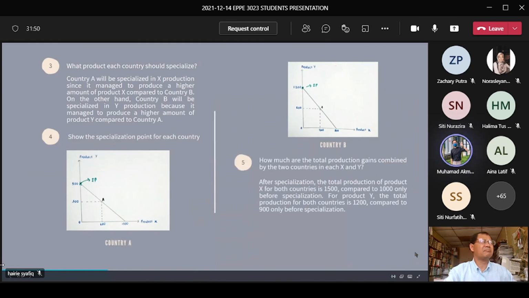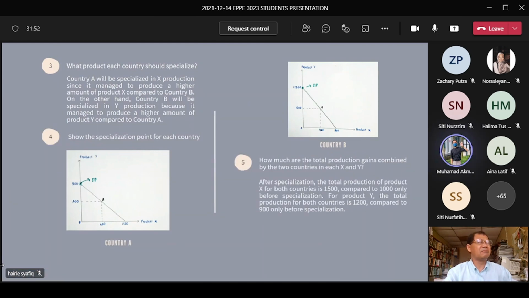All right, thank you. What product should each country specialize in? It's very obvious if you look at the table. Country A will specialize in X production since it managed to produce a higher amount of product X compared to country B. On the other hand, country B will specialize in Y production because it managed to produce a higher amount of product Y compared to country A. We have to show the specialization point for each country.